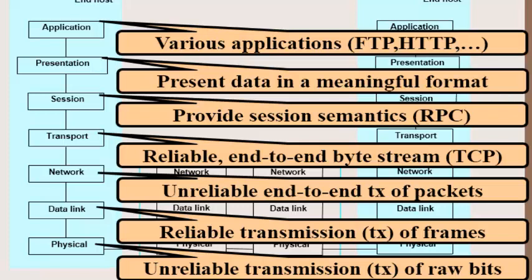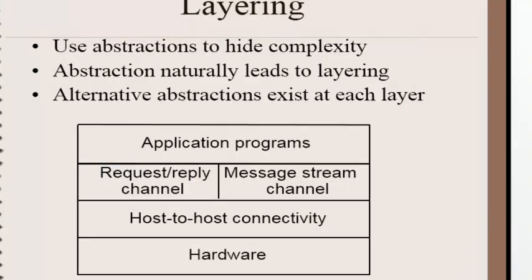The transport layer provides a reliable end-to-end byte stream transfer. The network layer is an end-to-end transmission of packets. Then we have the data link layer, which transmits frames, and the physical layer, which handles transmission of raw bits. Why we have these layers is about abstraction, to hide the complexity. That's why abstraction leads to layering.